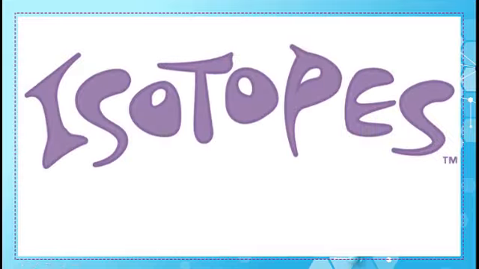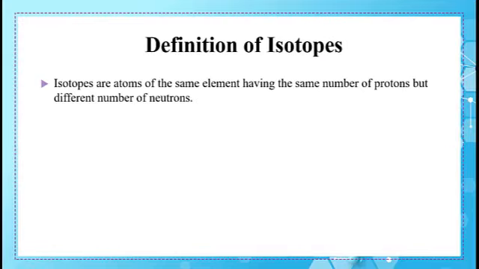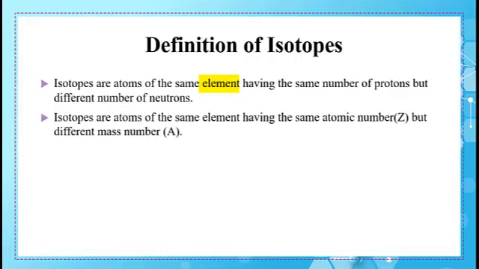They are isotopes. So isotopes are atoms of the same element having the same number of protons but different numbers of neutrons. Or we can say that they are atoms of the same element that have the same atomic number Z but different mass number A.